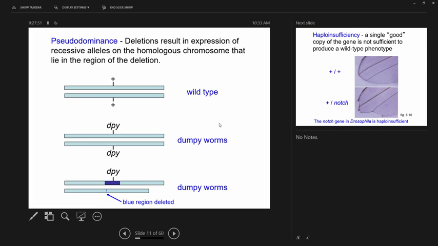So this is called pseudodominance. The normally recessive phenotype is expressed because there's no wild type gene there. So any mutation for any gene that is in this blue region here would look mutant if you put it over that chromosome that has the deletion in it.